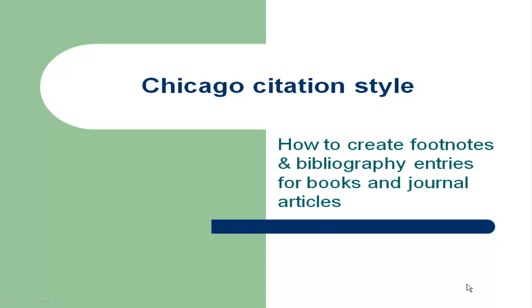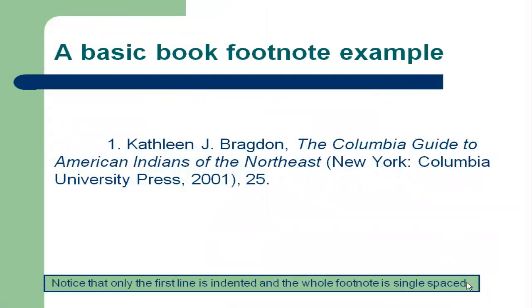This tutorial is going to cover basic book and journal article, footnote, and bibliography entries. And we're going to start with a basic book footnote example. You will notice that only the first line is indented and the whole footnote is single-spaced. You will see that single spacing tends to be the theme between footnotes and bibliography entries in Chicago. They don't double-space those. You'll notice our footnote starts with a number 1.